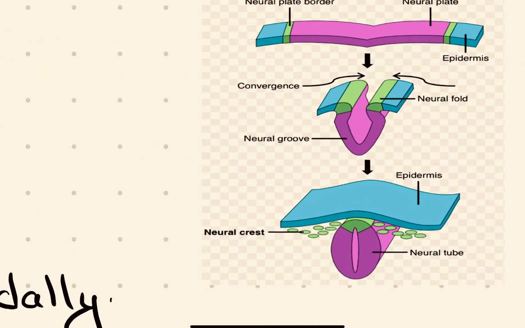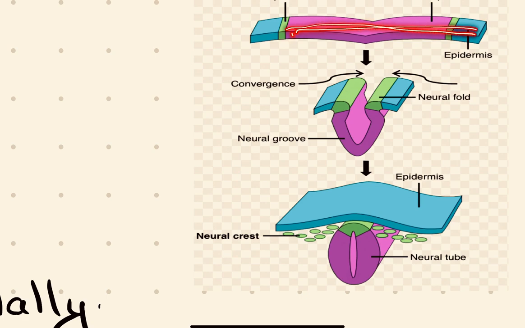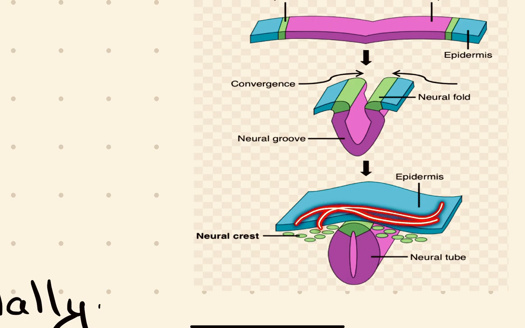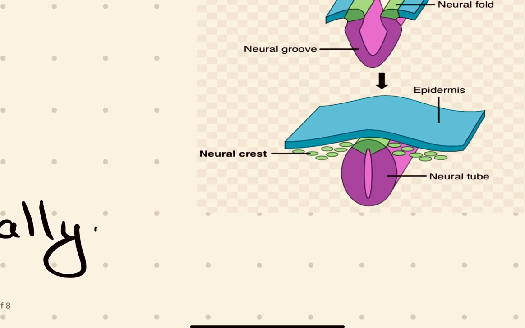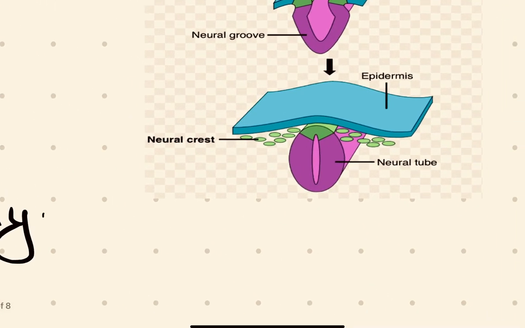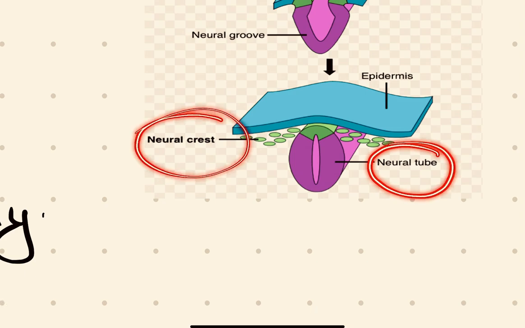Here you can see this is the ectoderm, and it has a groove here. This is the neural groove. After some time it bends in this fashion to make a tube. This is the neural tube. Between the ectoderm and the neural tube there are certain cells. These cells are known as neural crest cells. Now our nervous system is derived wholly from this neural tube and neural crest cells.